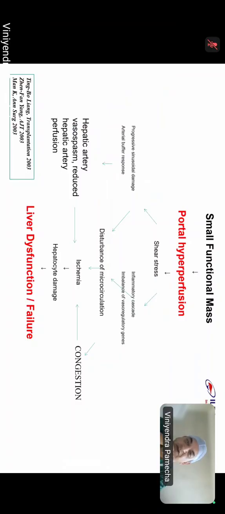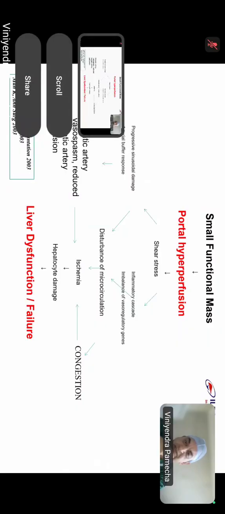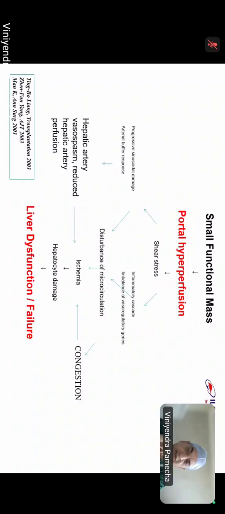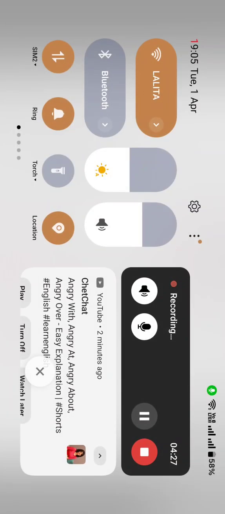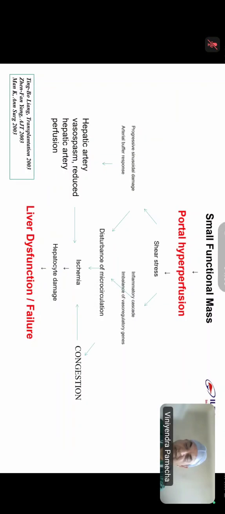So what happens when you have small functional mass? Then you get a portal hyperperfusion, so there is a shear stress, and then there is a disturbance of microcirculation, which leads to ischemia, hepatocyte damage, and then there is compounding congestion as well, because there is a lot of blood going into the liver, and then if there is a congestion on the segment, then it will compound the ischemia. Then there is a hepatic artery buffer response, which decreases the hepatic arterial flow as well because of the high portal flow. And all this leads to liver dysfunction and failure. That's how the mechanism works.